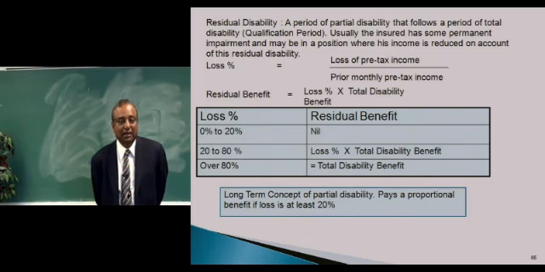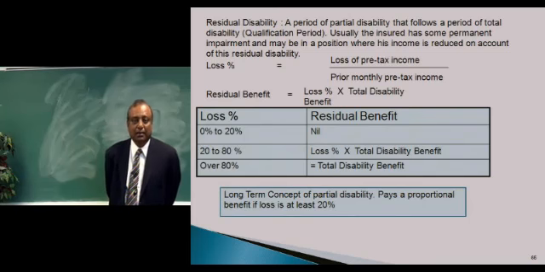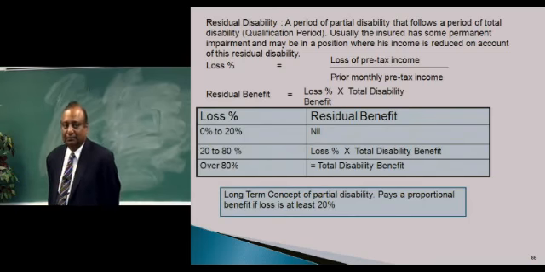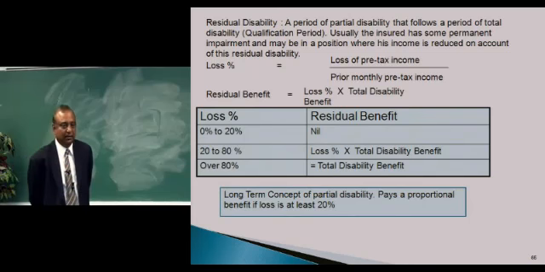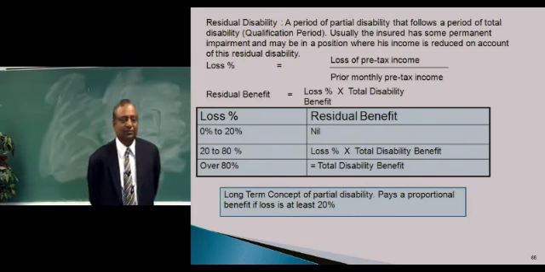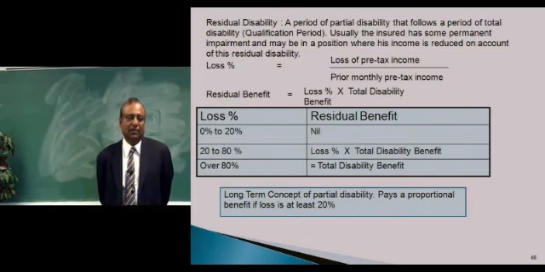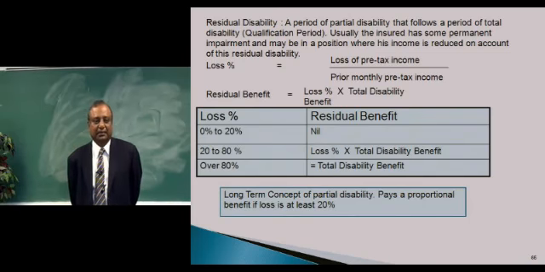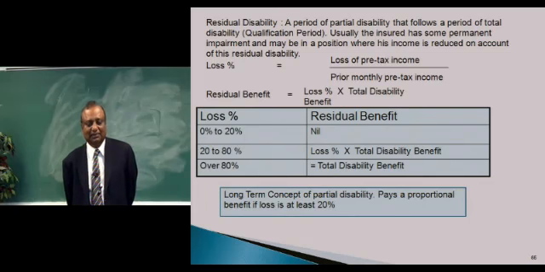Now, if the insured goes back to work on partial recovery or something, or some partial disability is left behind, and he loses income, then a proportional benefit is paid to him if the loss is more than 20%. If he is losing less than 20% of his income, the insurance company is going to say he's fine. If he is losing between 20 to 80%, they'll pay him the loss percentage times the total disability benefit.